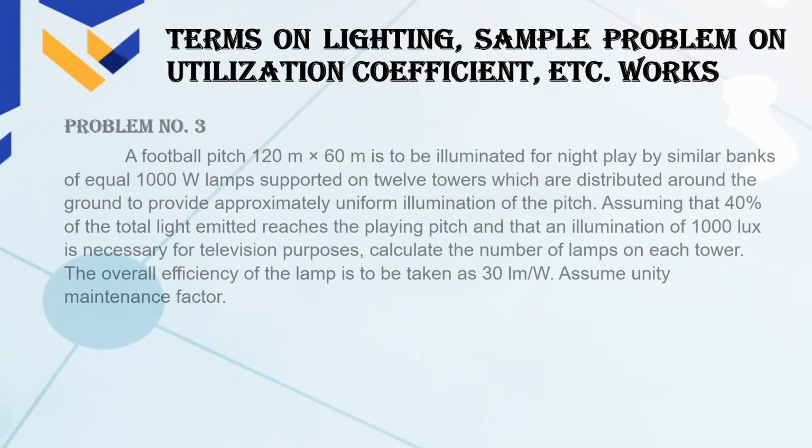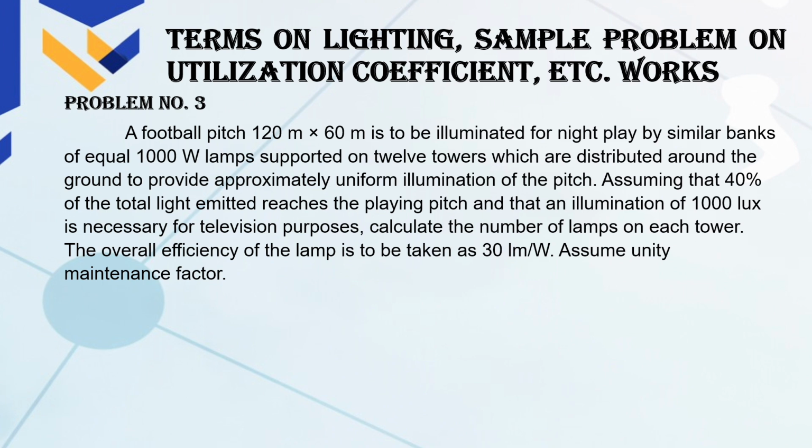Problem number 3. A football pitch 120 meters by 60 meters is to be illuminated for night play by similar banks of equal 1,000-watt lamps supported on 12 towers which are distributed around the ground to provide approximately uniform illumination of the pitch. Assuming that 40% of the total light emitted reaches the playing pitch and that an illumination of 1,000 lux is necessary for television purposes, calculate the number of lamps on each tower. The overall efficiency of the lamp is to be taken as 30 lm per W.